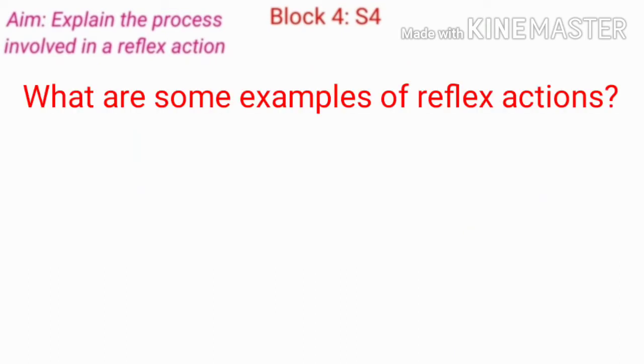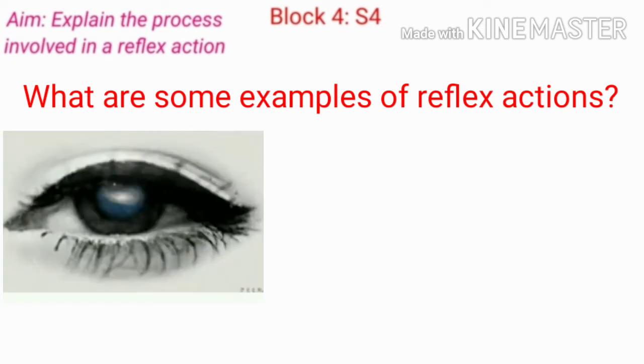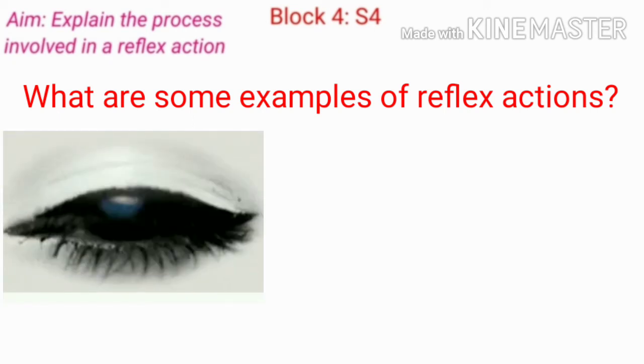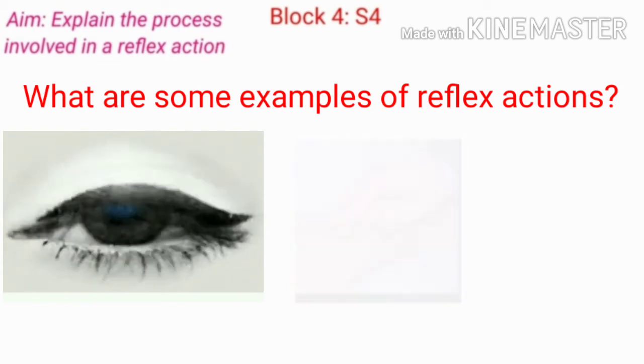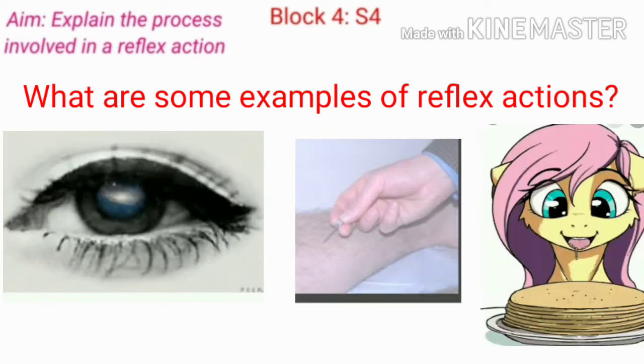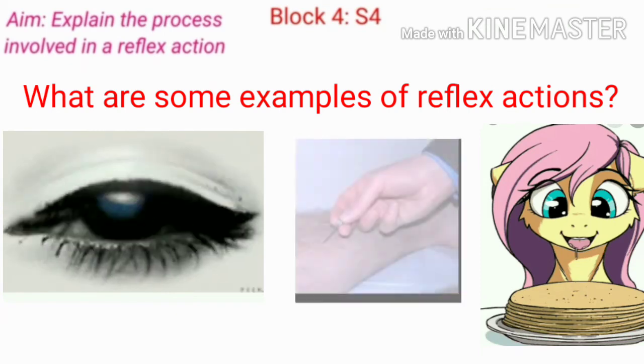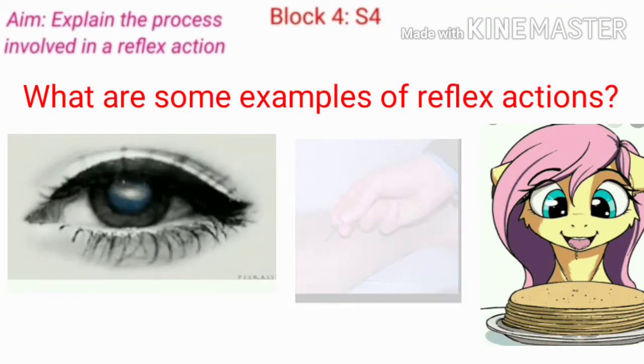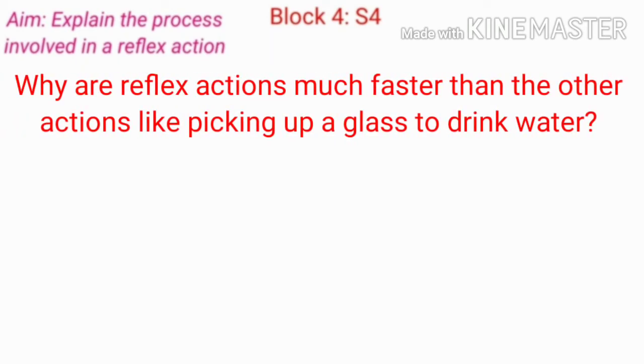Now tell me, what are some examples of reflex actions? Some examples of reflex actions are blinking of eye, feeling pain when we get pricked by something, formation of saliva on seeing tasty food. These are all examples of reflex actions. Now think and tell me, why are reflex actions much faster than other actions like picking up a glass to drink water?